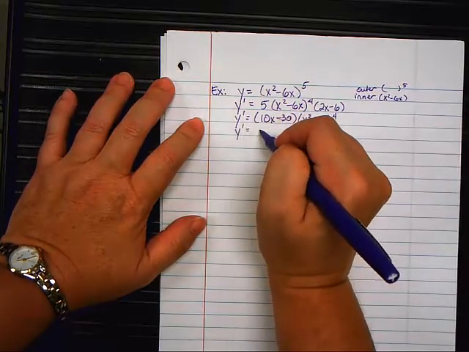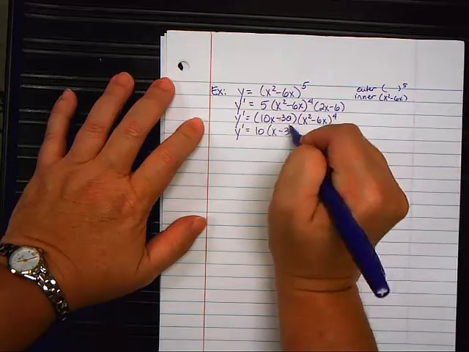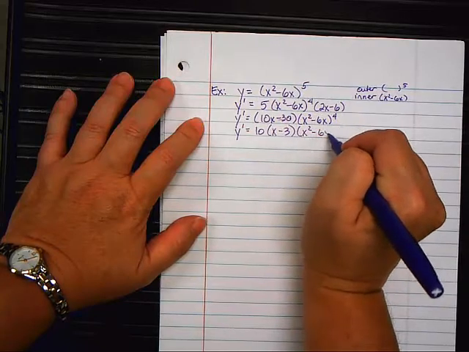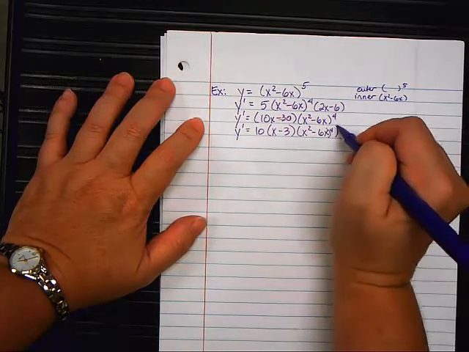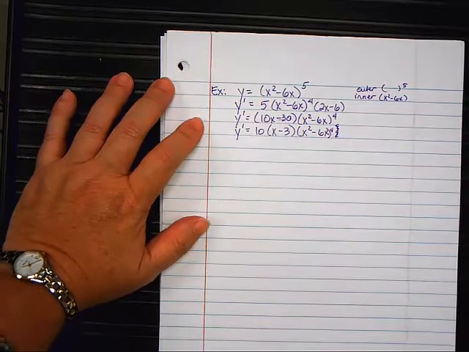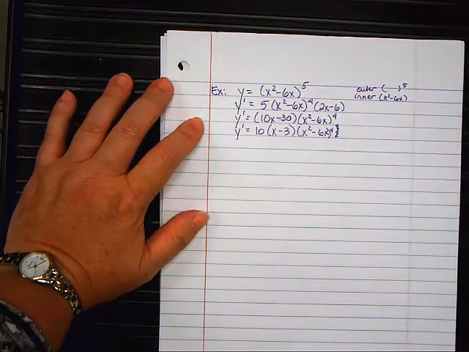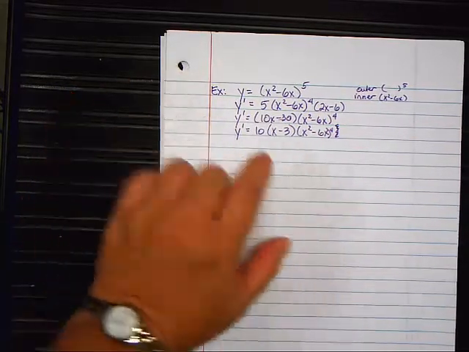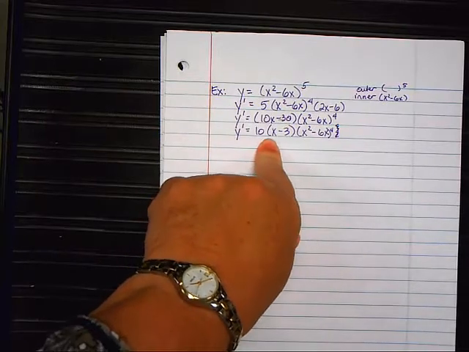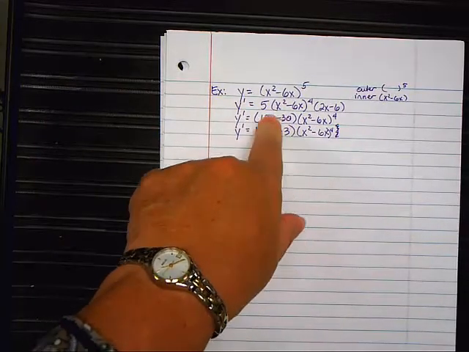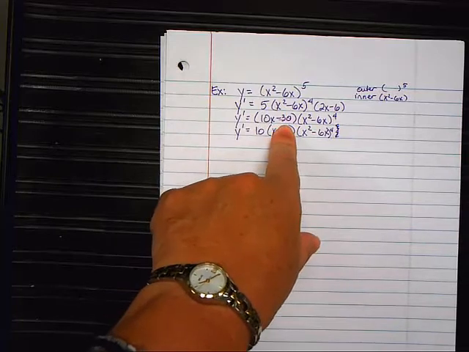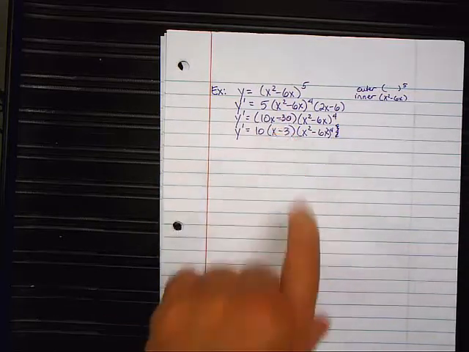10 times x minus 3, times x squared minus 6x to the fourth. Oops, that's supposed to go there. Now, does it really matter? If you're going to set that equal to 0, it really doesn't matter. I like this. This is the most factored way it can be. Okay, but if you left it like the one above it, that's okay. That's fine. I went around and told you that was right.